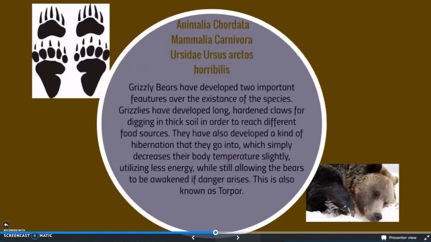Grizzly bears are a subspecies of the more common brown bear and are specific to North America. Grizzly bears have developed 2 distinct features over the existence of their species. Grizzlies have long, hardened claws for digging in thick soil in order to reach different food sources, such as tubers or roots. They also, as many other bears have, developed a kind of hibernation that they go into, called torpor. This lowers the bear's body temperature, which allows them to utilize less energy, while still allowing the bears to be awakened if danger arises during their sleep.